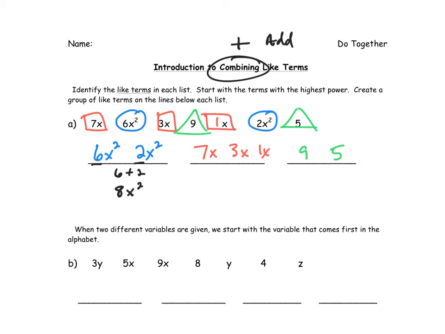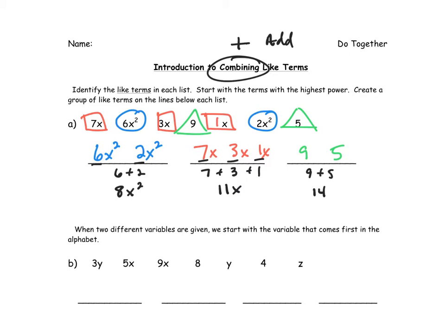So the next group of like terms, we're going to take their coefficients and we're going to add them. So the 7 plus 3 plus 1, and they're all x terms. So we have 11x. And then finally, the constants, because they are just plain numbers, we are going to go ahead and add their values, and they add up to 14.